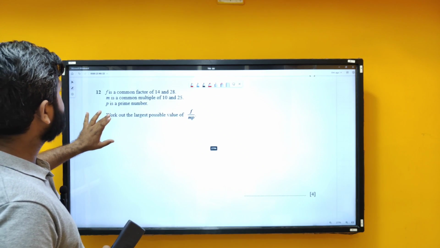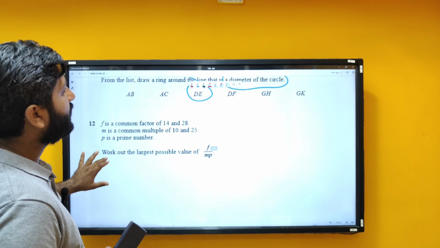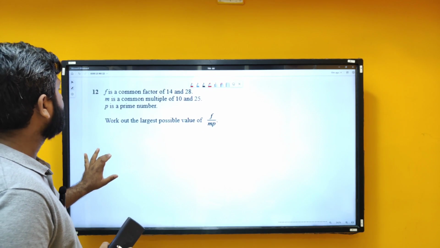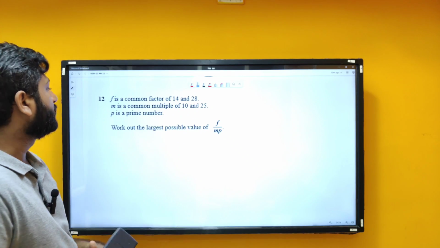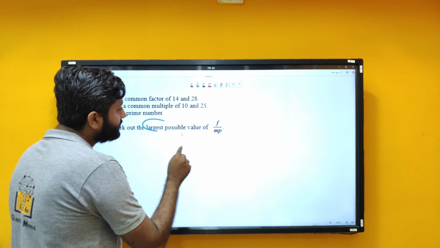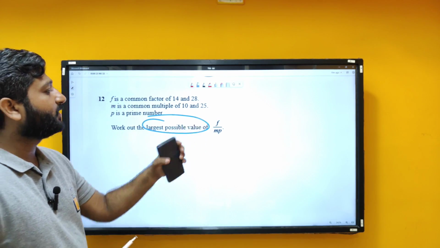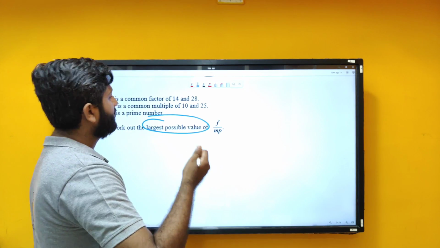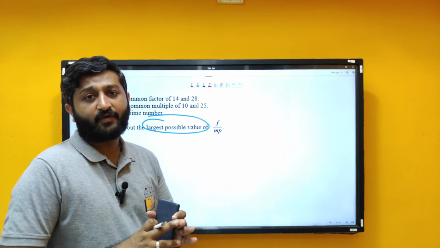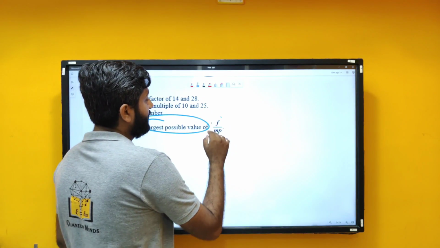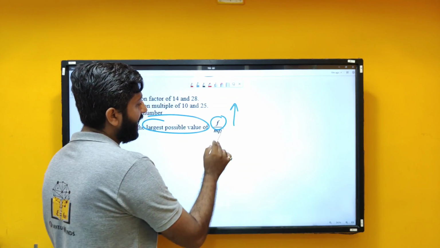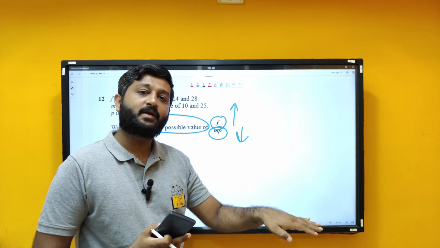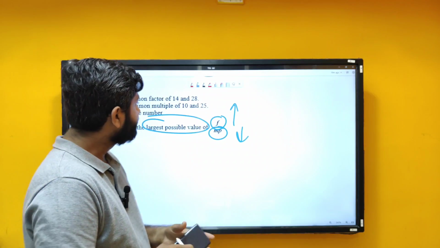F is a common factor of 14 and 28. M is a common multiple of 10 and 25. P is a prime number. Work out the largest possible value of F upon MP. In order to have the largest possible value, the numerator should be highest and the denominator should be lowest, right? So the lesser the denominator, the higher will be the value.